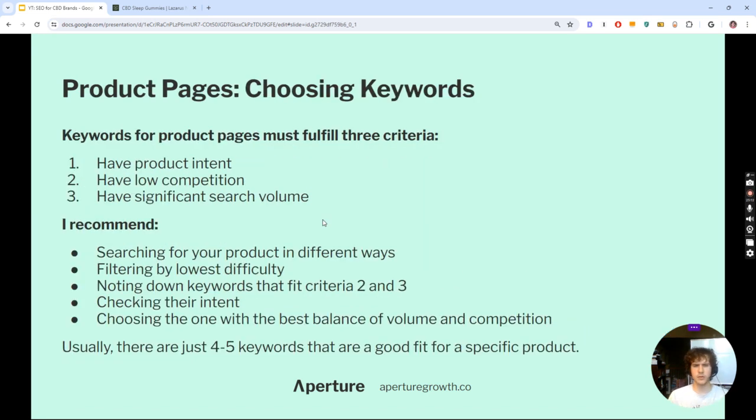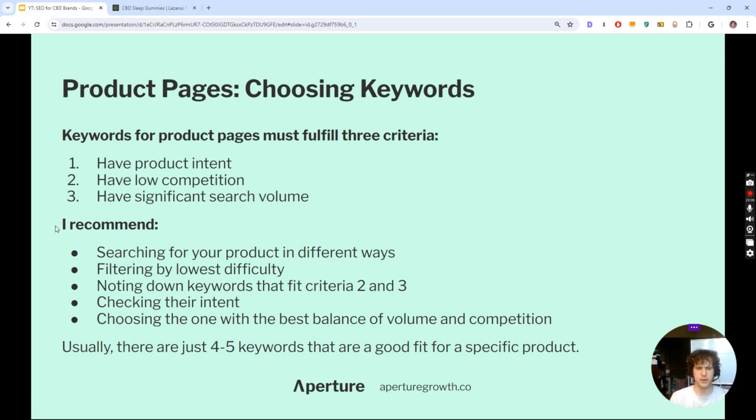So when you're choosing keywords for product pages, these keywords must fulfill three criteria, just as with the category pages. Number one, product intent. Number two, low competition, ideally. Number three, have significant search volume. Again, ideally. The first one is mandatory. The second two are kind of an ideal world situation.